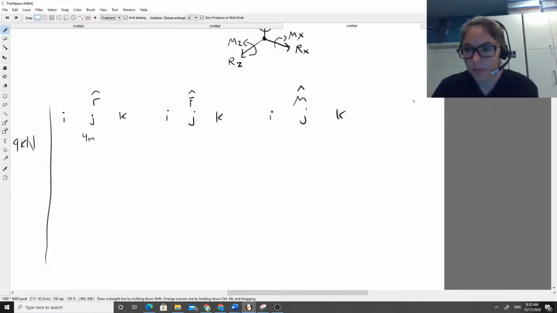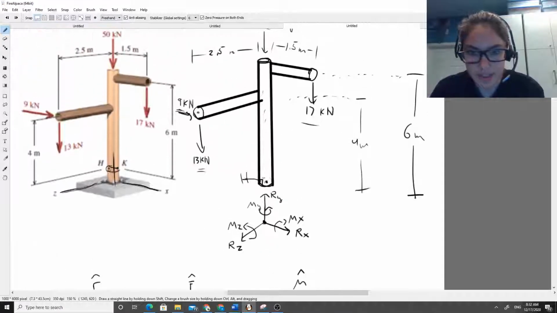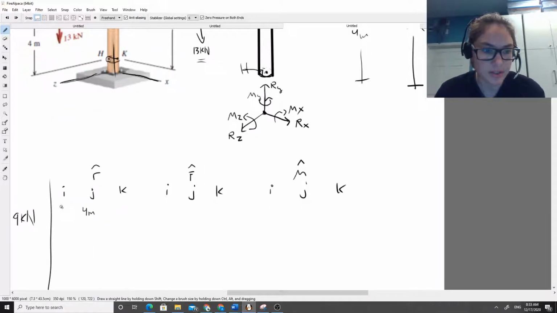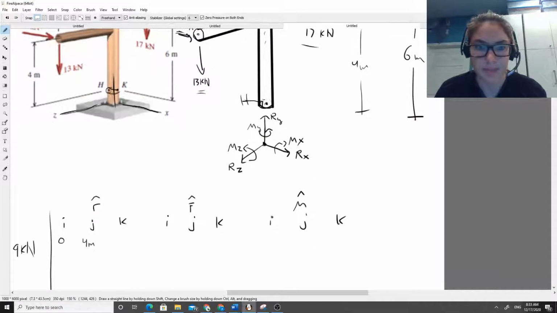So what about in our x direction, i direction? Well, it's 2.5 meters away from our cut plane, so that's in the z direction, and in our x direction it's 0. So in our x direction it's going to be 0. In our k direction it's going to be 2.5 meters away. So that is our position vector.